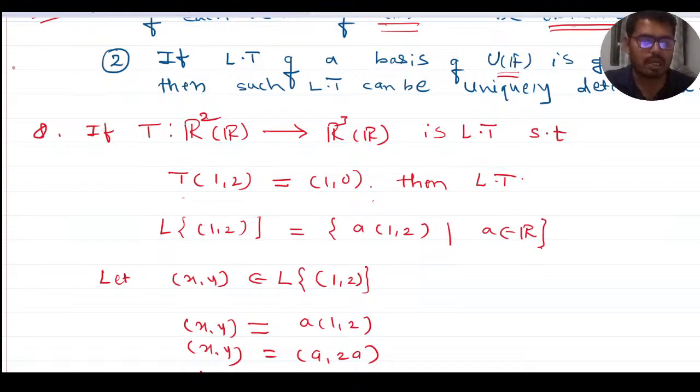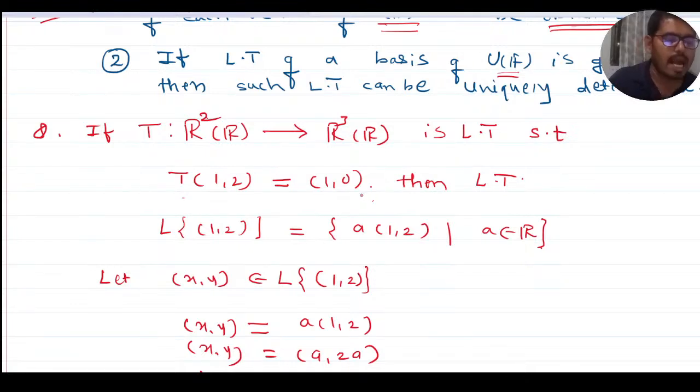Then what should you do here? For example, T is from R square to R cube. Here the domain vector space is R square, the co-domain vector space is R cube, and T is a linear transformation, defined such that T of (1, 2) is equal to (1, 0). They gave you only the image of a single element.